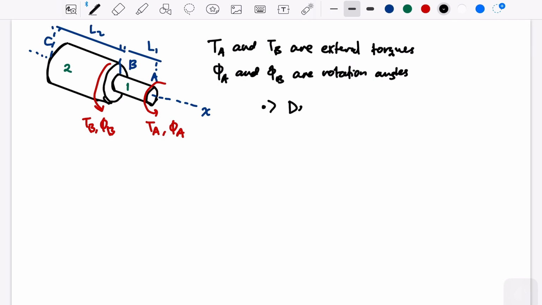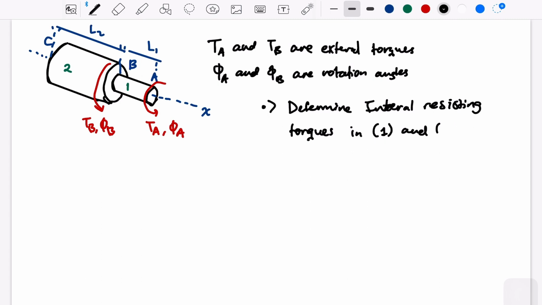So first, determine the internal resisting torques. It's a similar thing to what we did when we took the internal force before, in material 1 and 2, and determine the rotation angle at A and B.